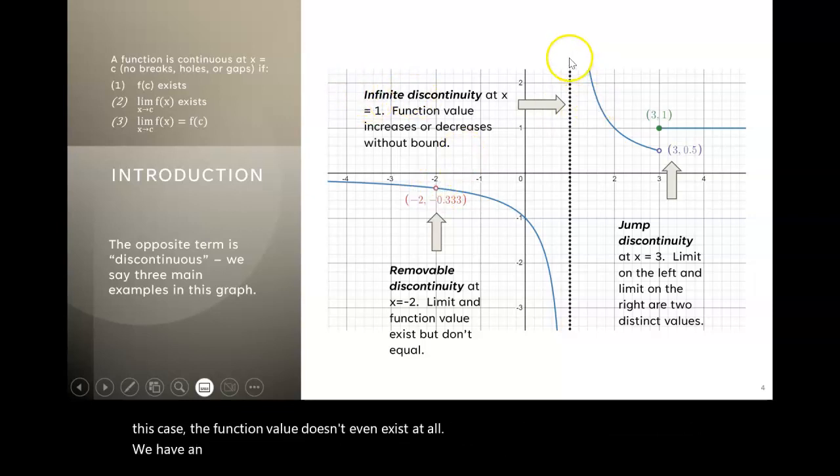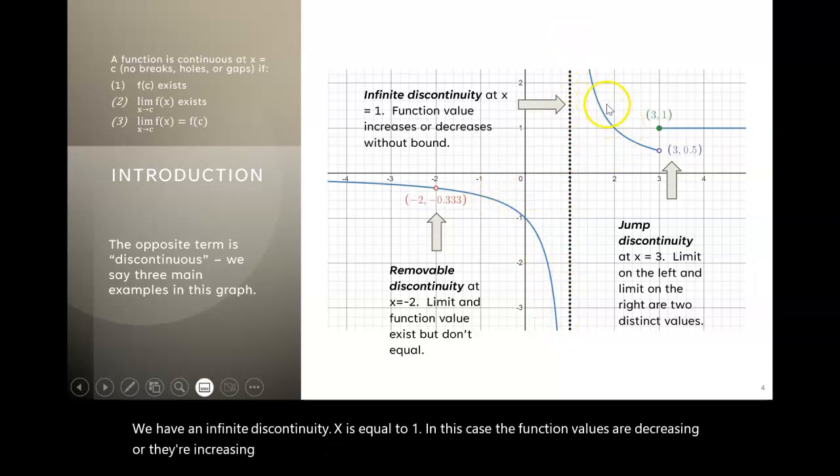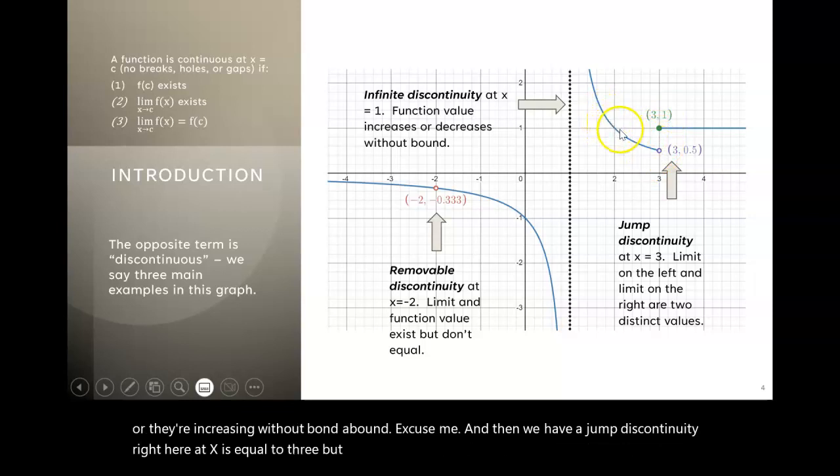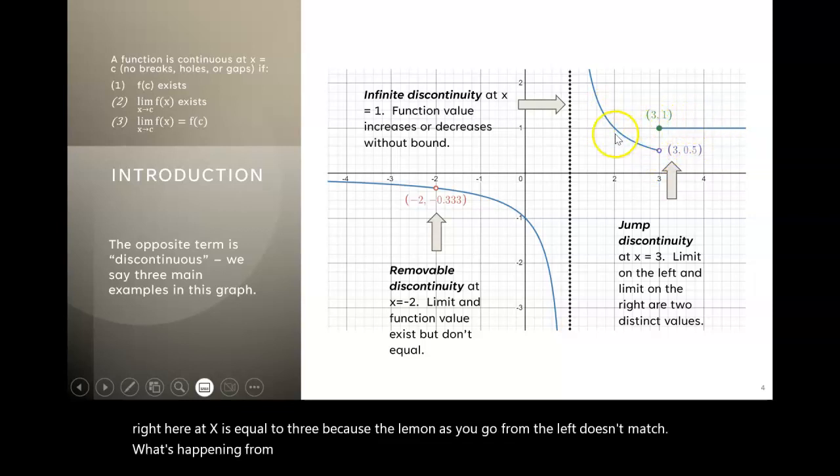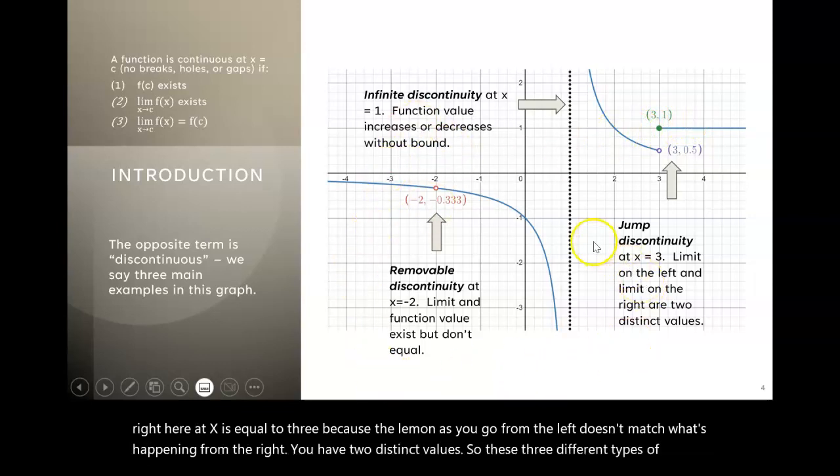We have an infinite discontinuity at x equals 1. In this case, the function values are decreasing or increasing without bound. And then we have a jump discontinuity right here at x equals 3, because the limit as you go from the left doesn't match what's happening from the right. You have two distinct values. So these are the three different types of discontinuity we're going to see.